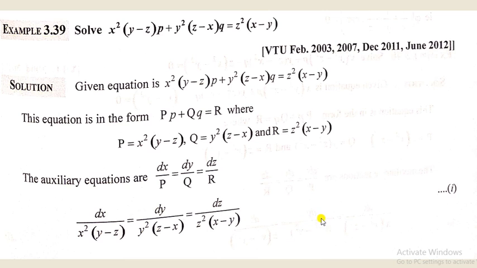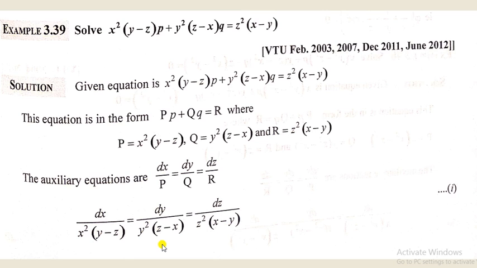So for equation number 1, we use multipliers 1 by x square, 1 by y square and 1 by z square. Multiply the first term by 1 by x square, so x square cancels out. The second term multiplied by 1 by y square, y square cancels out. And the third term multiplied by 1 by z square, so the z square term is cancelled out. So the denominator terms are only y minus z, z minus x and x minus y.